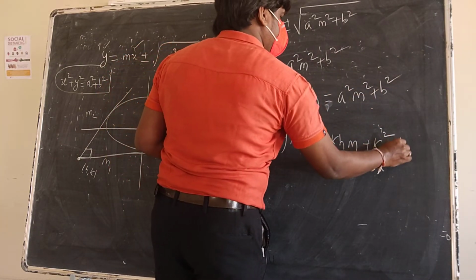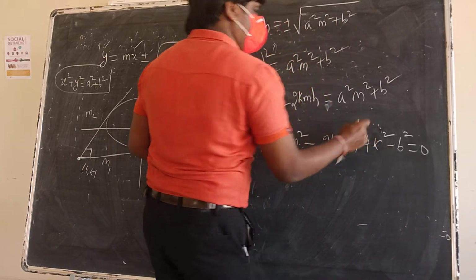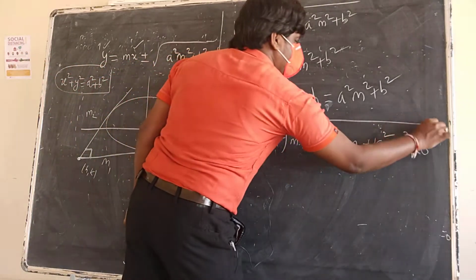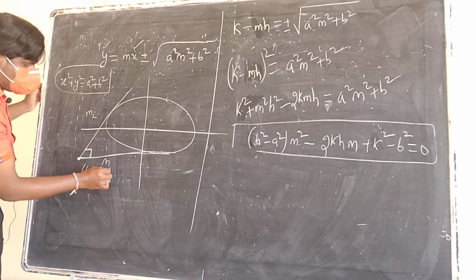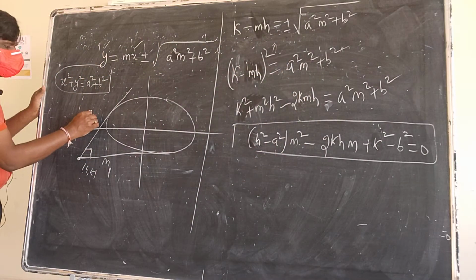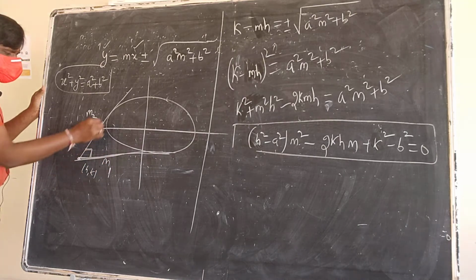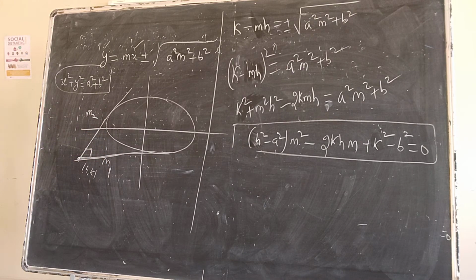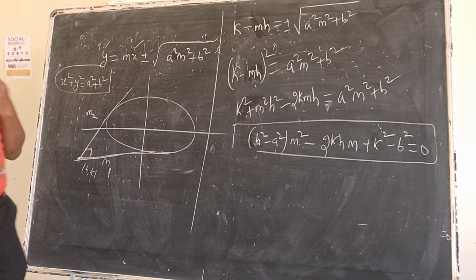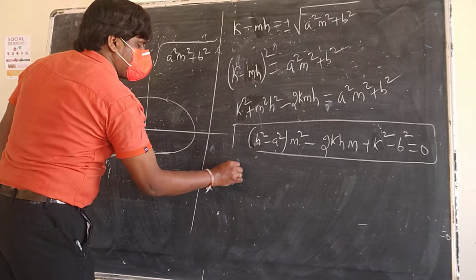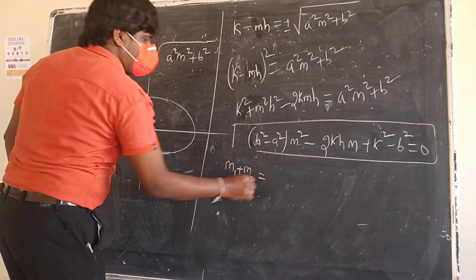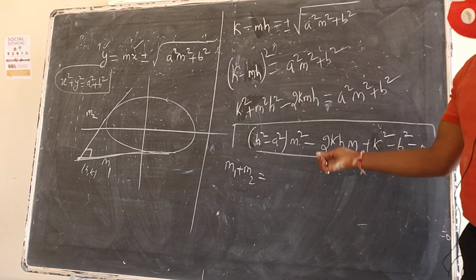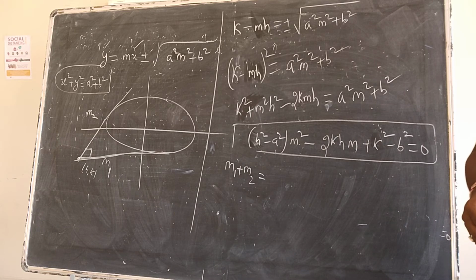So this is quadratic in m, meaning the roots of the quadratic are m1, m2. Now tell me, what is the sum of the roots formula? m1 plus m2, the sum of the roots formula.